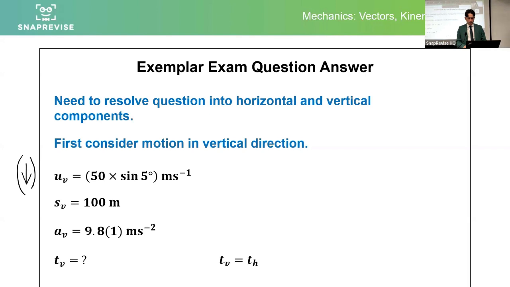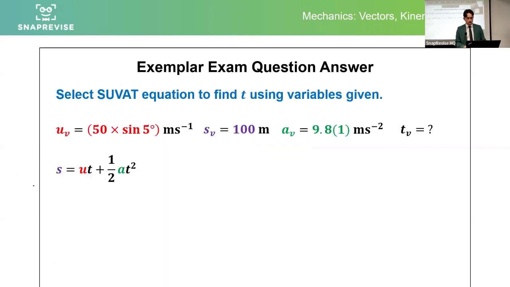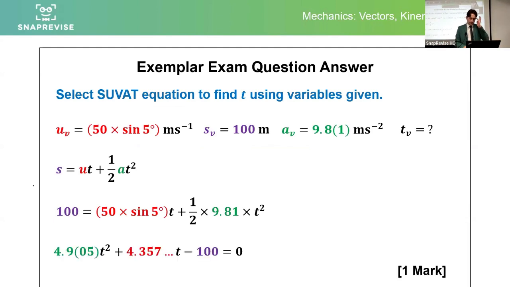I've got U, A, S, and T. The time is obviously the same for both things. So we'll plug that into s = ut + ½at², if you haven't already. So 100 = 50 sin 5 times the time we're looking for, plus a half times acceleration, which is gravity, times t squared. And you generate a quadratic in t, which is annoying. It's not nice numbers, but you've got a quadratic solver. So let's solve it for the 1 mark.